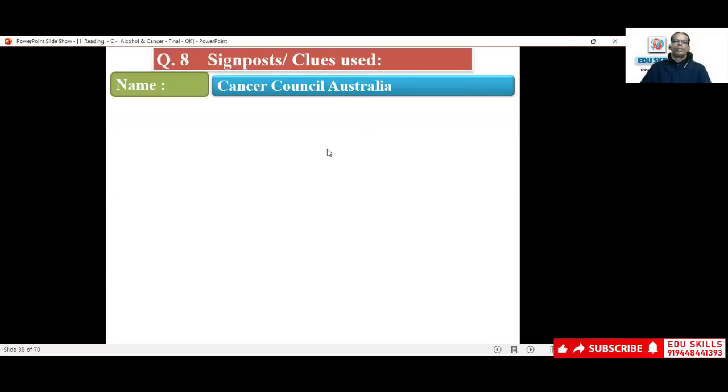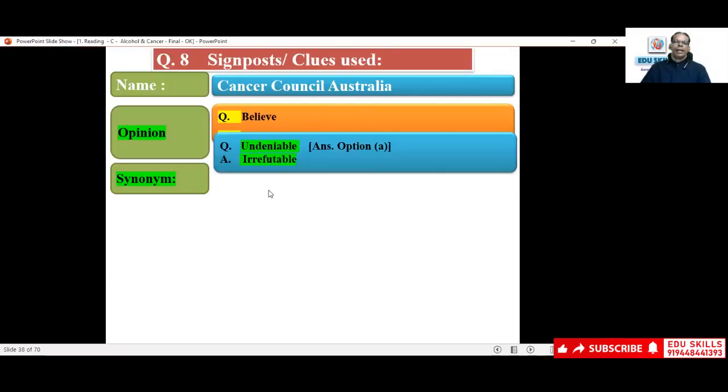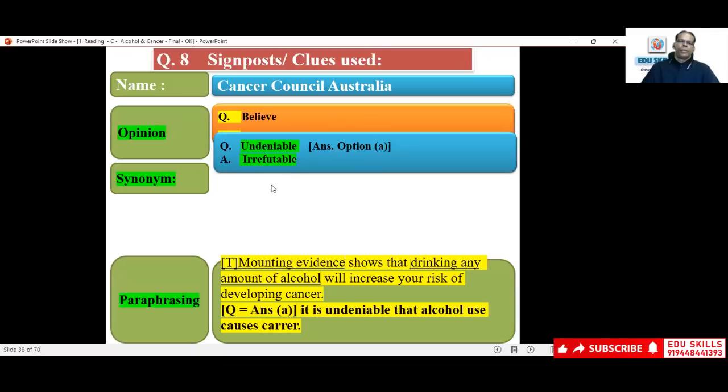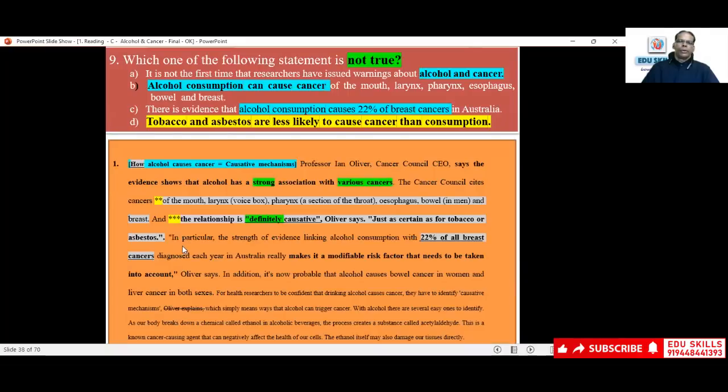See, the signpost for question 8 is name, the Cancer Council of Australia, and opinion, the two words expressing opinion, believe and says, and synonym, undeniable, in the answer option A, irrefutable, in the text. And scale used, any amount at the beginning of the paragraph, and more than 500 cases, all those things are there. That's not required. We'll get into the next answer, then we'll find out.